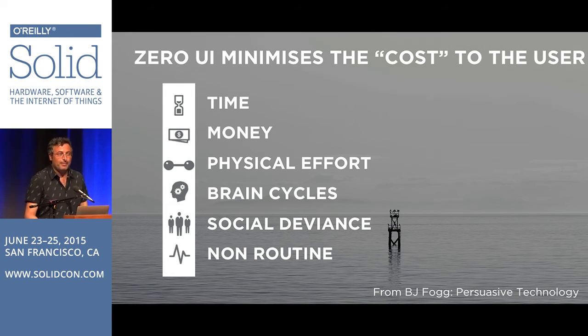So if we think about it, we need to be very careful around social deviance. If we make people do things that are going to make them look strange or unusual, there will be a huge cost to it. So a lot of these ways of making technology move backstage, fade away into the background, are ways of minimizing a lot of these costs.